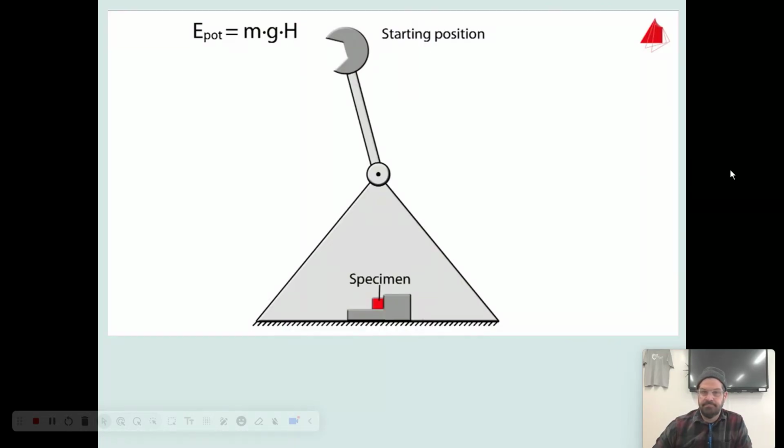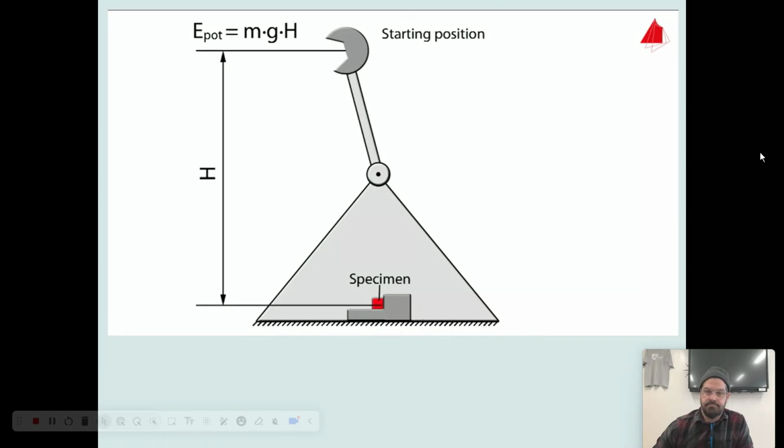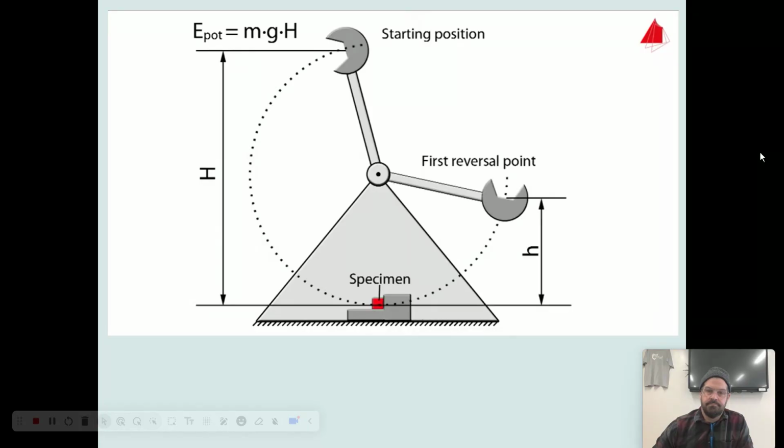Here is the main principle of the measurement. In its starting position, the pendulum only has potential energy. It is given by the mass of the hammer m times gravitational acceleration g times starting height capital H. After the pendulum has been released, the hammer moves downwards, hits the specimen and then only swings to height small h. Exactly at the first reversal point, the pendulum again only has potential energy, which is m times g times small h. The energy that has been absorbed by the specimen is called notch impact energy, KV.